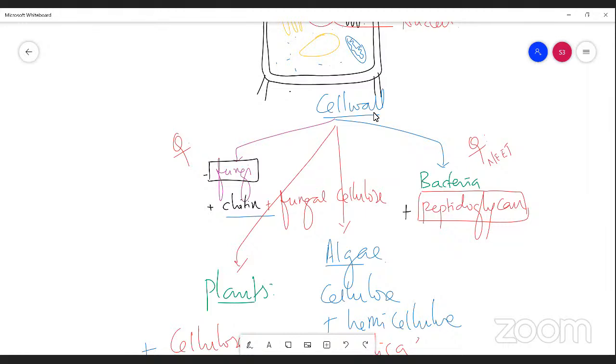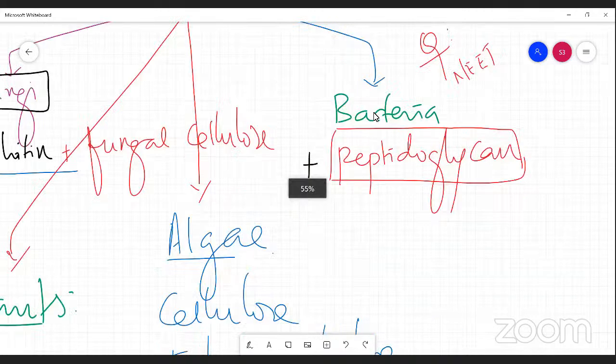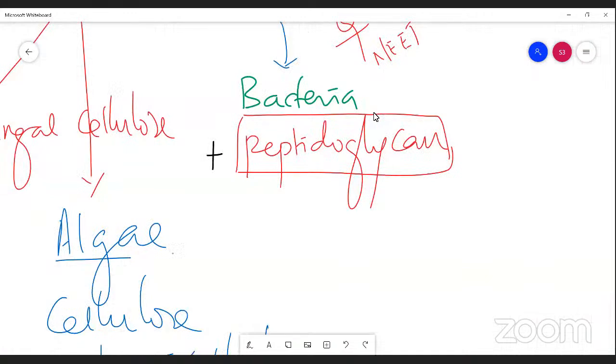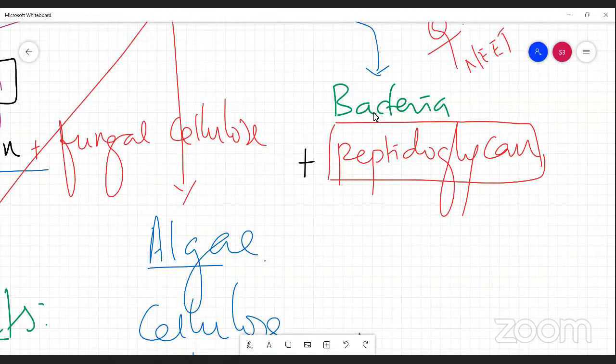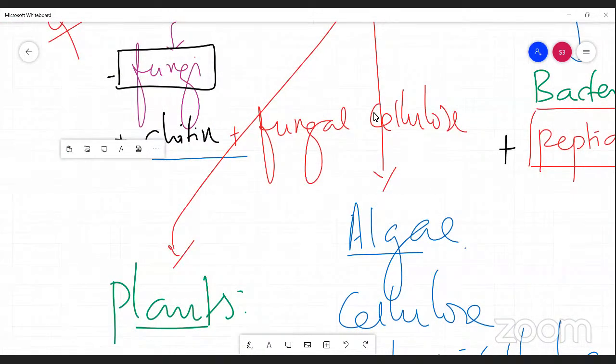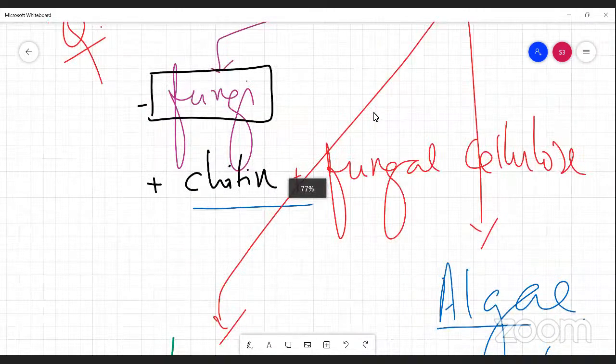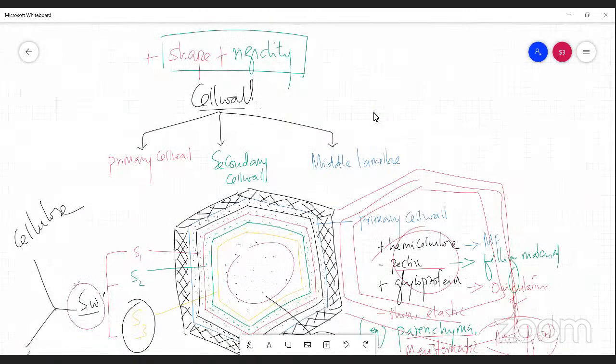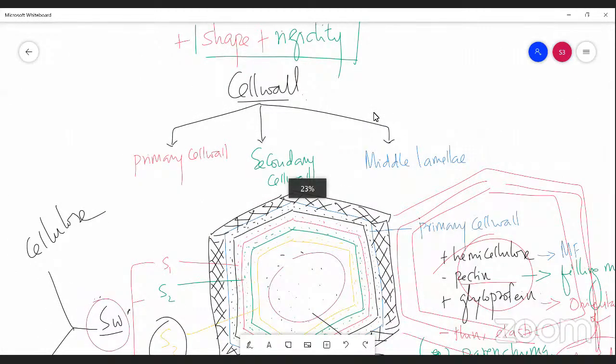Could you mention the components present in the bacterial cell wall? Peptidoglycan. And what are the cell wall components of fungi? Chitin and fungal cellulose. Very good. And what are the three layers of cell wall? Primary cell wall, secondary cell wall, and middle lamella. Very good.